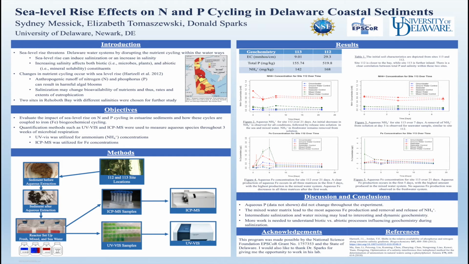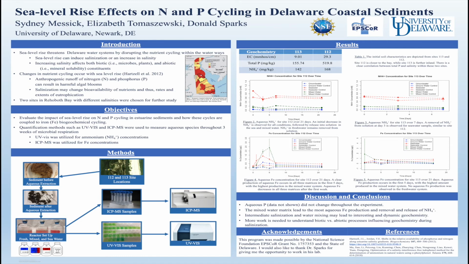To wrap this all up with a little discussion and conclusion, the aqueous phosphorus, which is not shown on my poster, did not change throughout the experiment, which is good to note considering that couples with salinity and what we're looking at. The mixed water matrices led to the most aqueous iron production and removal and release of ammonium. The intermediate salinization and the water mixing may lead to interesting and dynamic geochemistry.